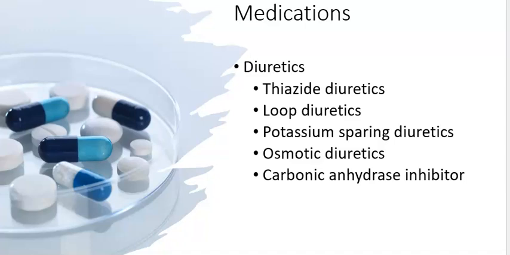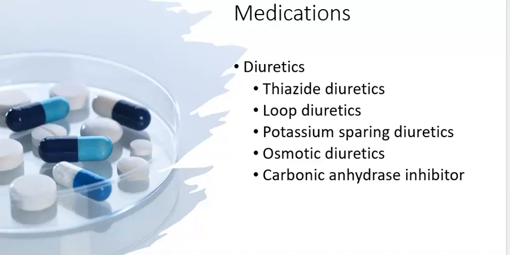Then you have potassium-sparing diuretics. One example would be your spironolactone. This inhibits potassium excretion and sodium reabsorption in the distal convoluted tubule. It is used in combination to decrease incidence of hypokalemia. So if their potassium starts to drop, they will add on spironolactone.